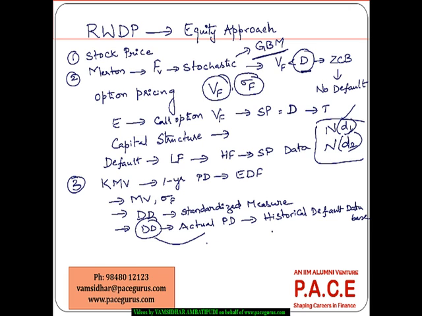But even in this case, the EDF will keep changing. The expected default frequency is going to change because the equity prices are going to change. So the distance to default is going to change.